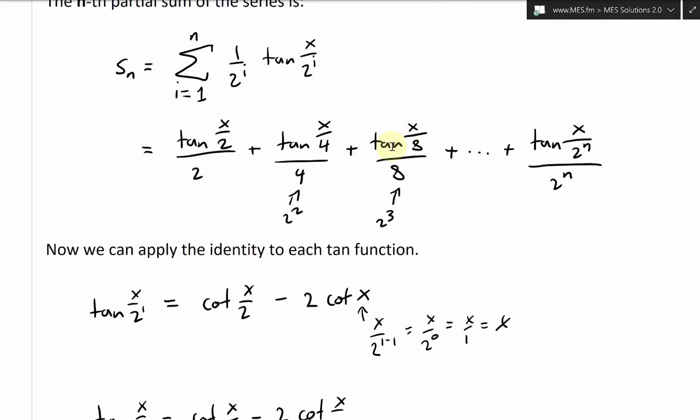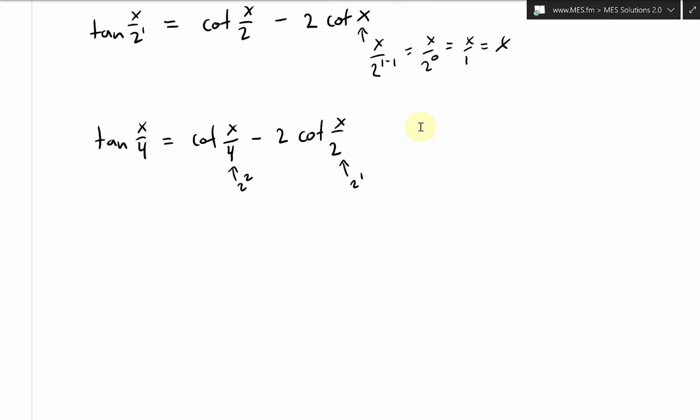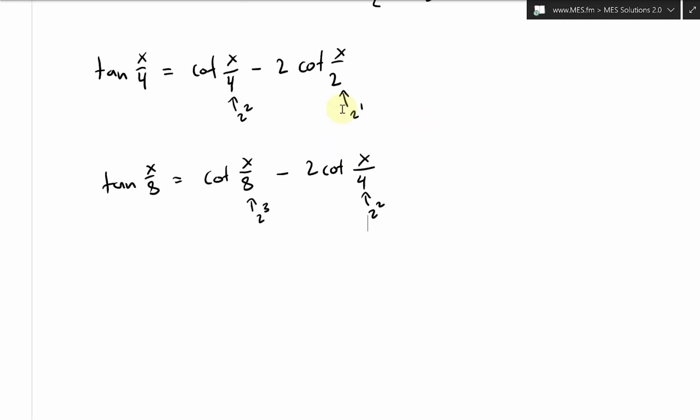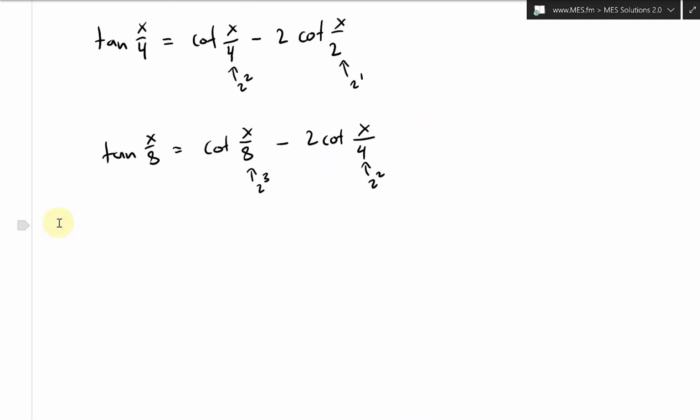And then lastly, in this one here, tan x over 8, just so you understand the pattern. So tan x over 8 equals cotangent x over 8, again this is 2 to the 3, minus 2 cotangent x over 4. This is 2 to the 2, like that. Alright, so now we have all that, and let's put it all together.